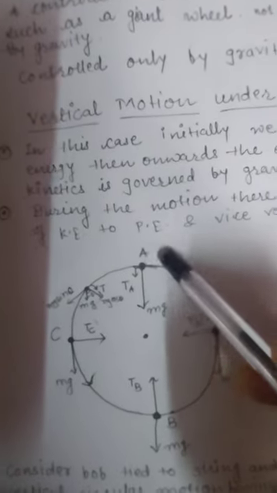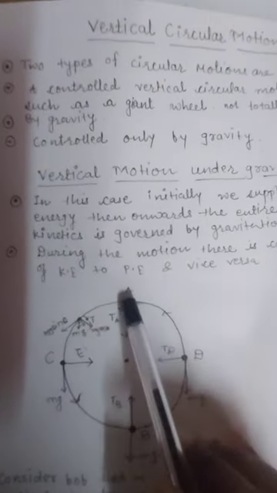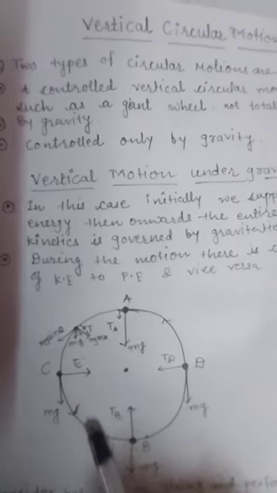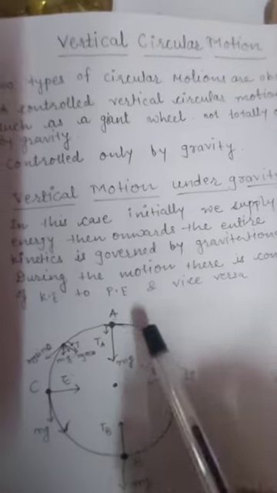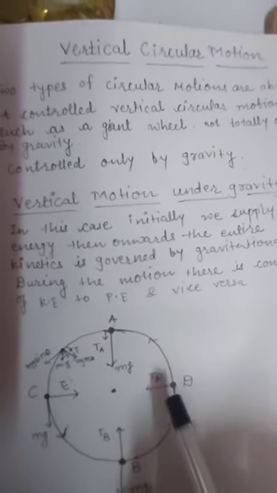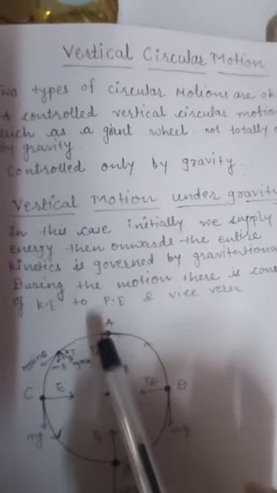So this mg sin theta decreases the speed while going up from B to A, and it increases the speed while coming down from A to B. Okay, so in this way the vertical motion takes place. Is it clear? At the highest position there is potential energy. It gets converted into kinetic energy till position B. Again from B to A, the speed becomes slow and it acquires potential energy till position A.